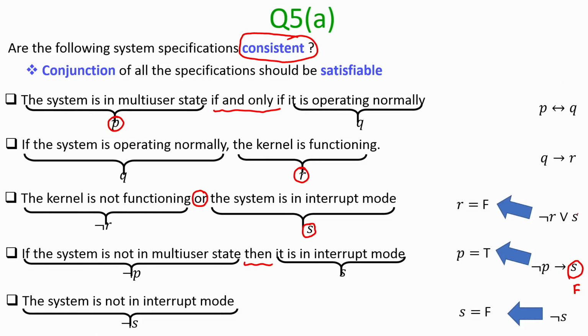Now, since S is false, in order to satisfy this disjunction, namely the disjunction of negation R and S, my R has to be false, because if R is true and S is also false, then this disjunction can never be satisfied. So, my R has to be false. Now, if R is false, then in order to satisfy this proposition Q implies R, my Q has to be false, because if Q is true and R is false, then this proposition Q implies R can never be satisfied.